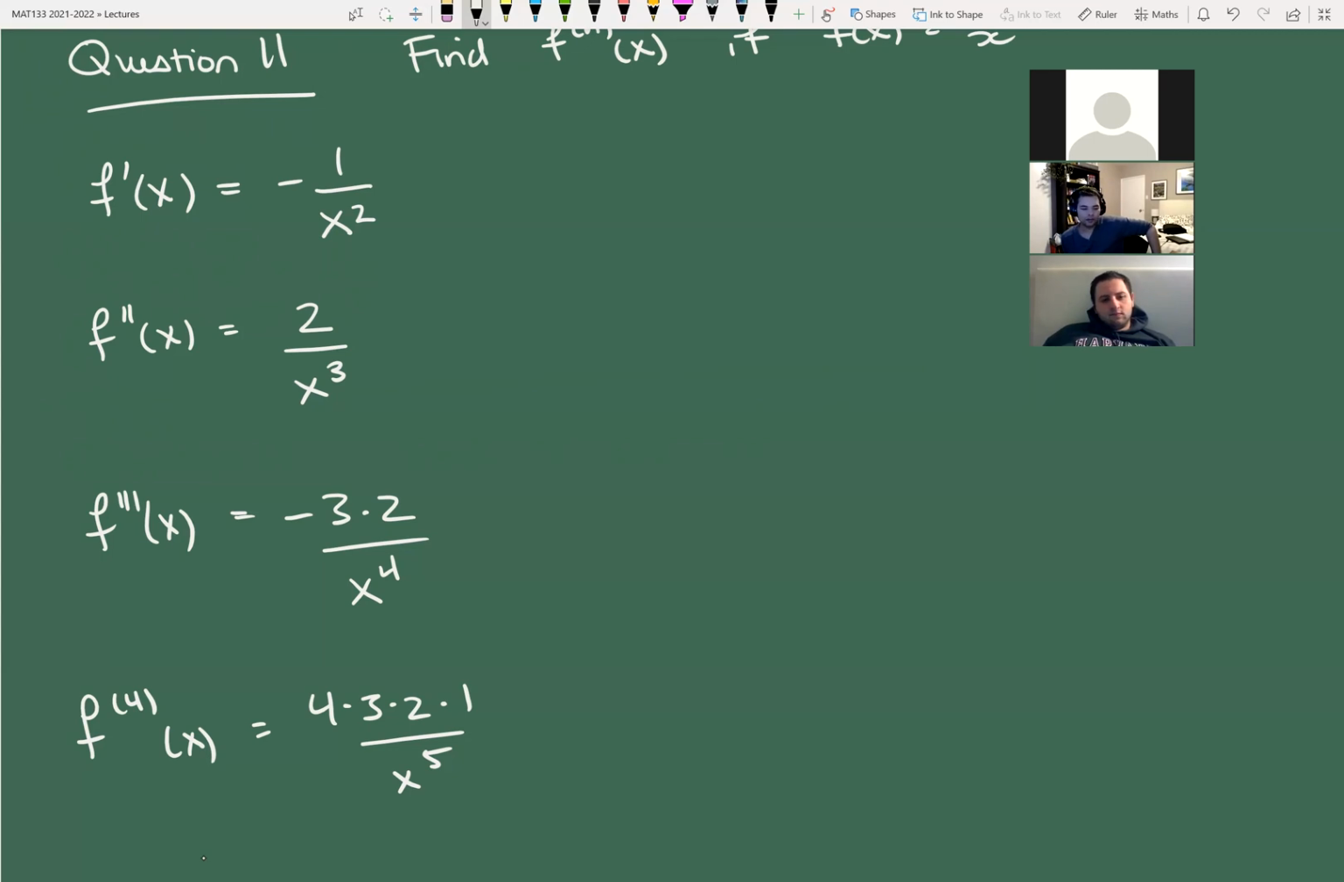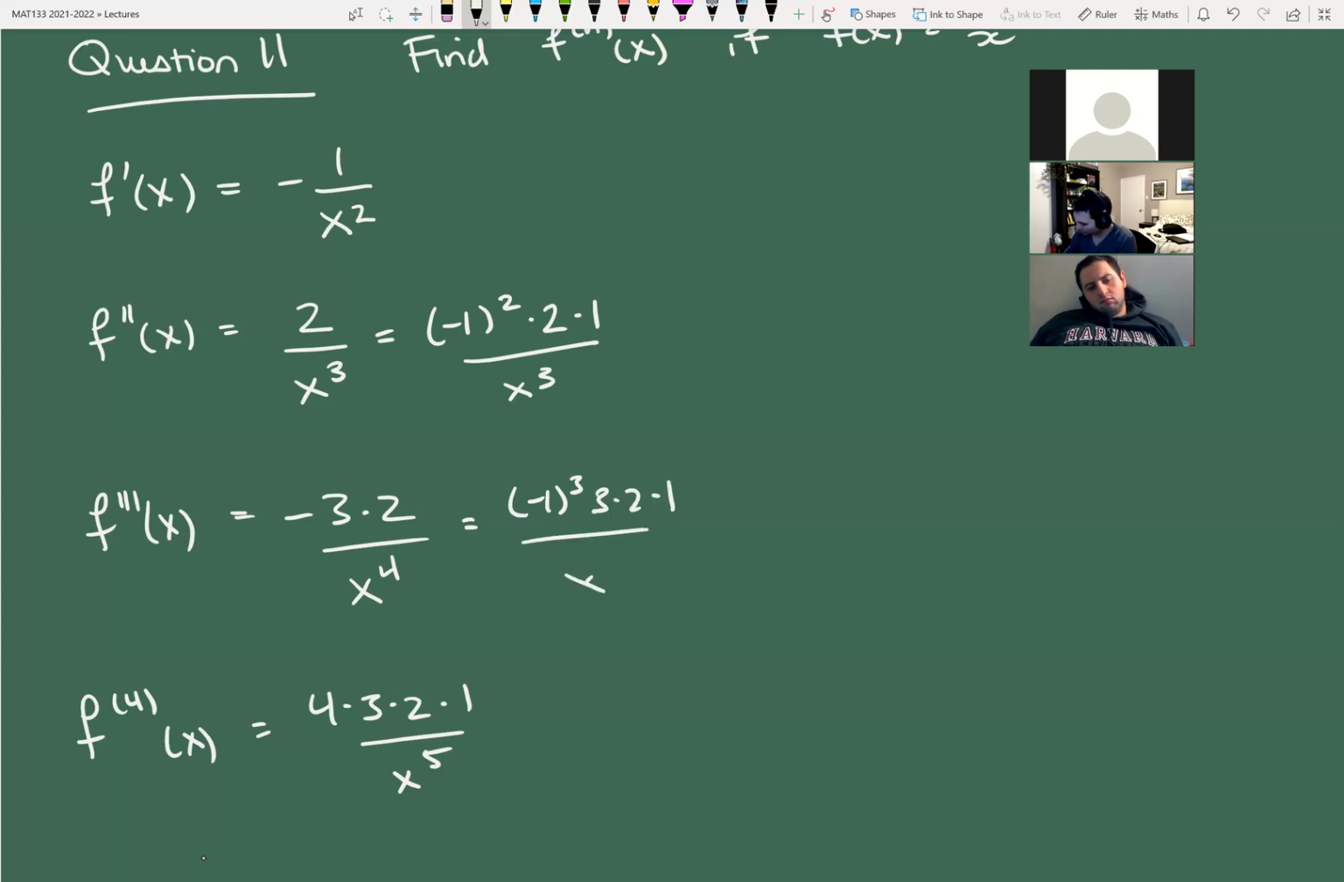And in fact, you can see here, everyone, it's alternating signs, right? The first derivative is negative, the second derivative has a positive sign, the third derivative is negative, the fourth derivative has a positive sign. So I've kind of done the multiplications there, but secretly there's this -1 that keeps appearing everywhere, right? So really this thing here is -1 times 2 times 1 over x cubed. This one is -1 times 3 times 2 times 1 over x to the 4. And this one is 4 times 3 times 2 times 1. So if I hadn't done the cancellation, how do you actually calculate this?